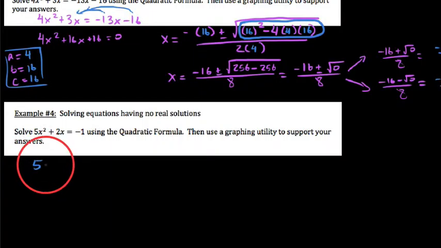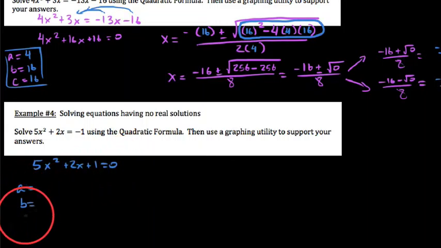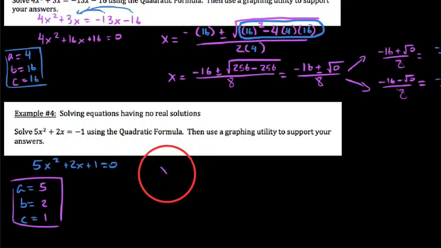And the very first thing that I'm going to do is bring that negative 1 back over to the left side here so that we have it set equal to 0. So now we're set up to use our quadratic formula. We can identify a, b, and c in this standard form. And it looks like, respectively, we have 5, 2, and 1 for our a, b, and c values. So let's go ahead and drop this into our quadratic formula.